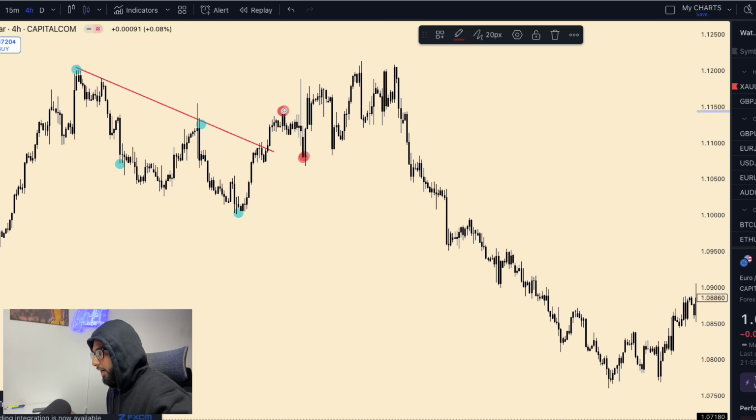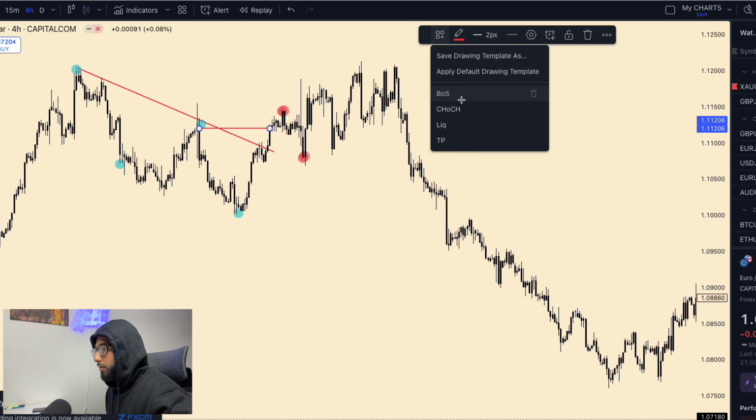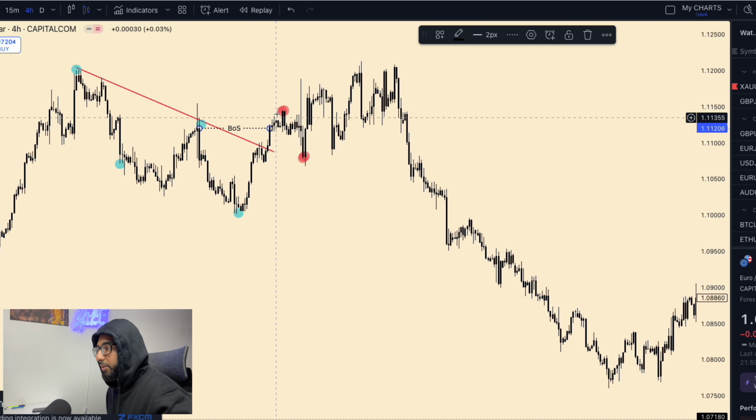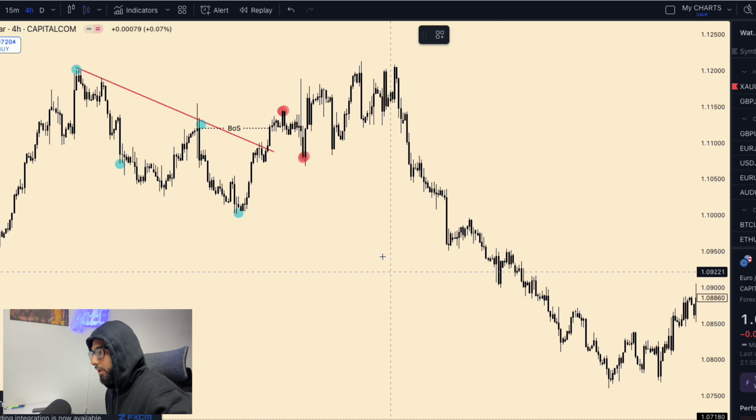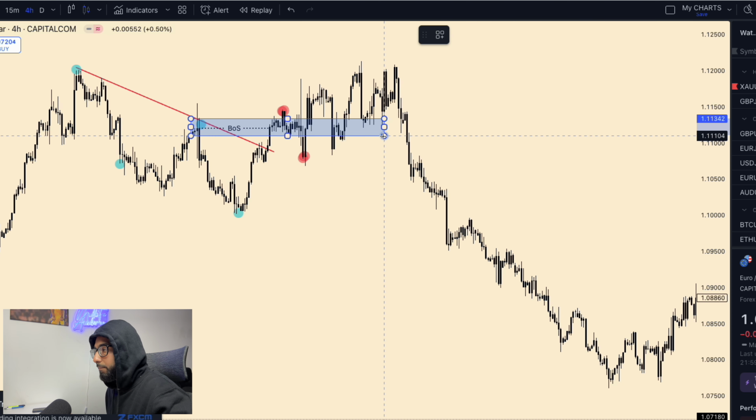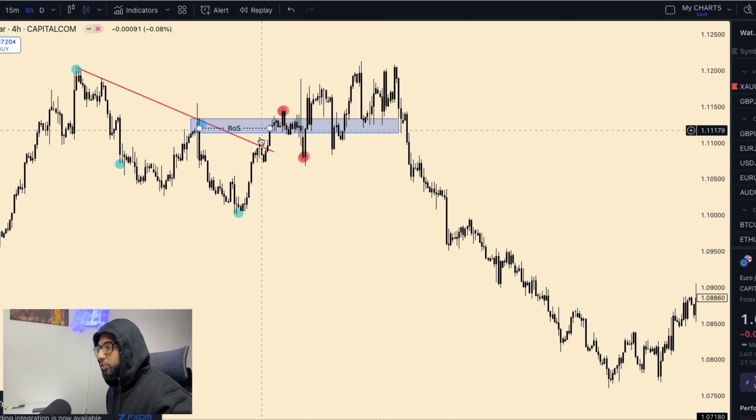Let's draw it out. This is what broke the structure. Breaker structure. This is the high that breaks, and this is what created new structure. So what do we do? Breaker structure, we create an area of interest. Boom. As you can see, we created an area of interest. Price did come down, yeah, but then price came up.